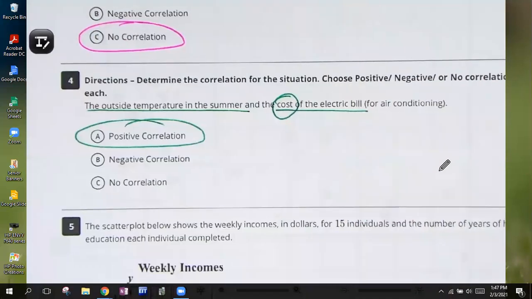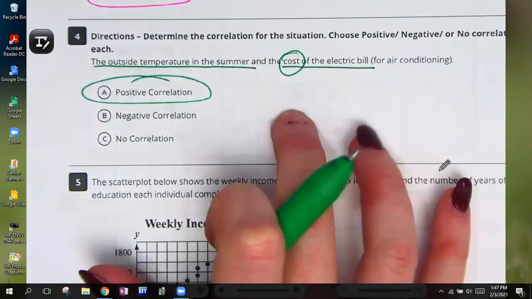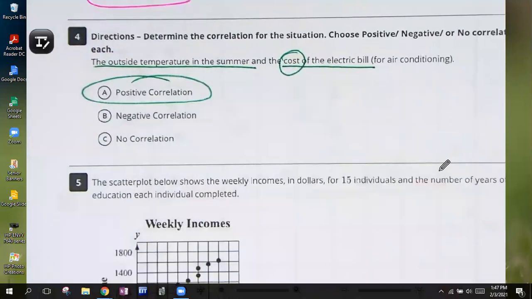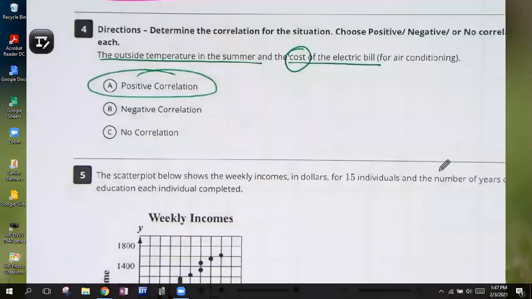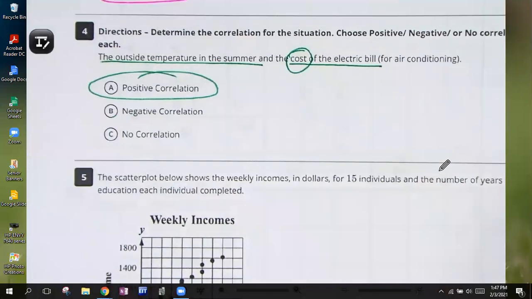Okay, there will be one or two like that on the test where you're given a situation like that and you have to determine if there's a correlation between them. What would the correlation between the number of hours you worked and how much money you get be? Positive. What happens the more hours you work? The more money you make, okay? The less hours you work, the less money you make. So it'd be the same thing.